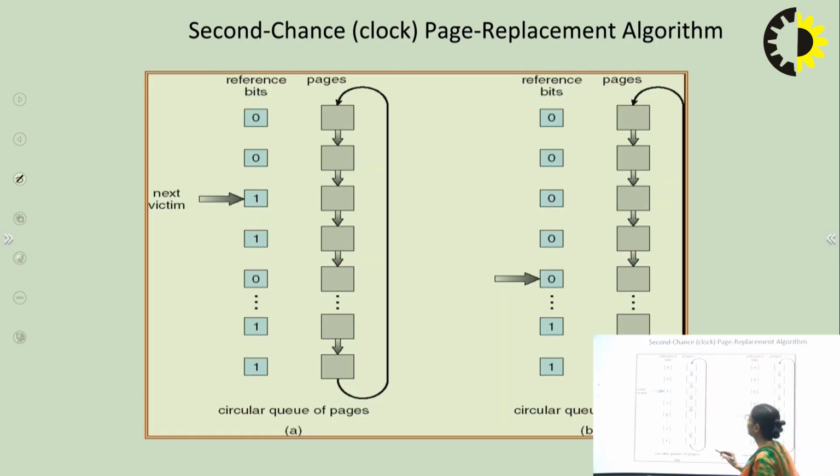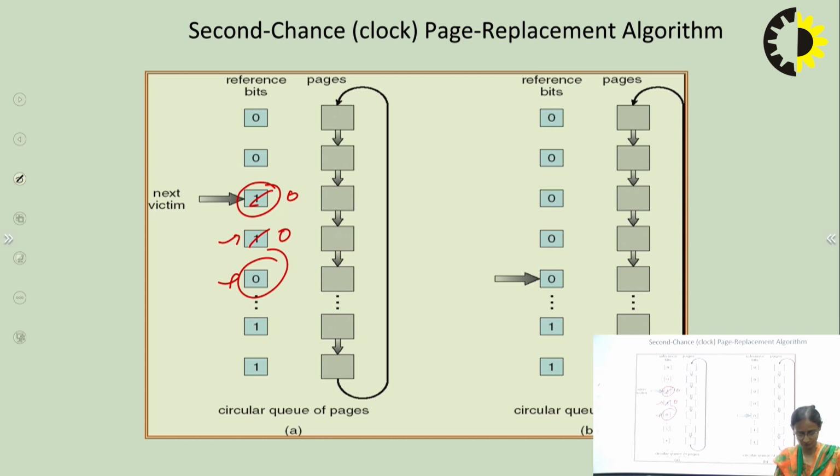So here I have maintained a circular queue of all these pages. This is my pointer location. Here the reference bit is 1, so I will move to this and convert this to 0. Again, I will convert to 0, and when I reach here, the reference bit is 0. So now this is my victim page.